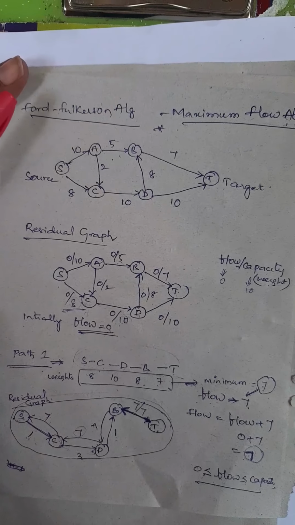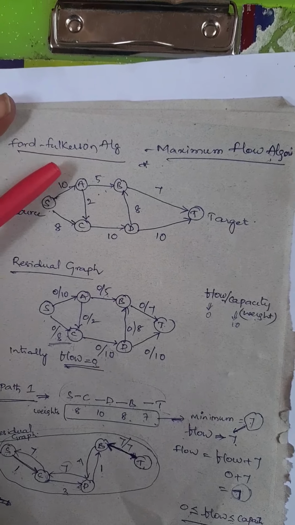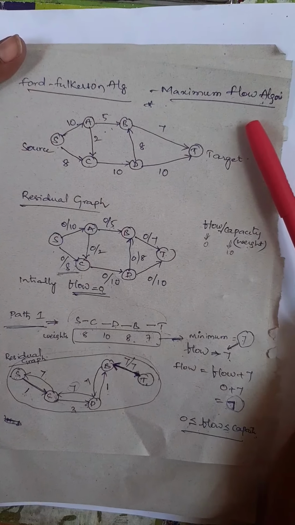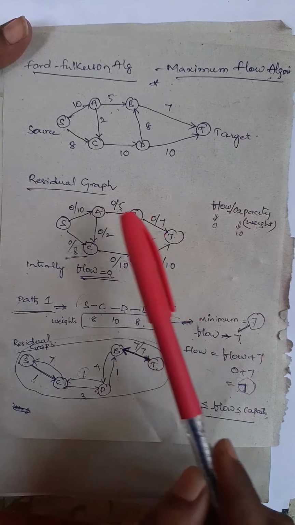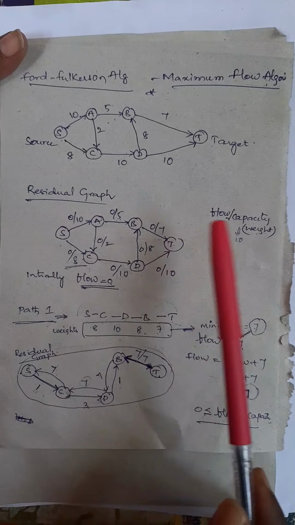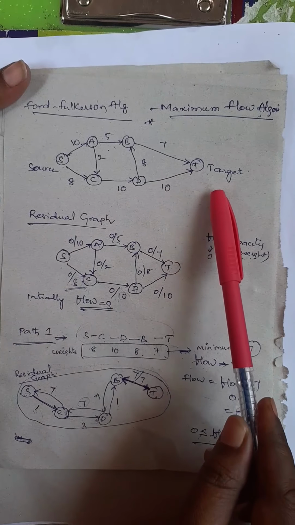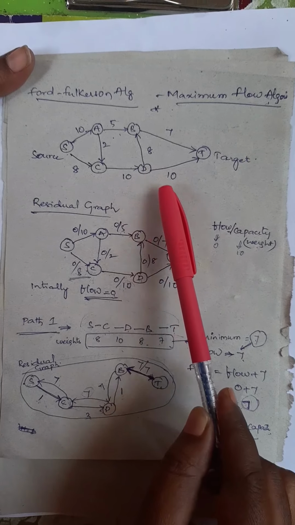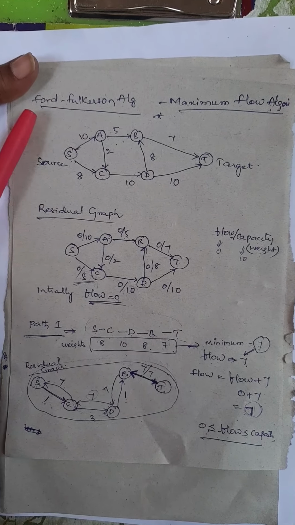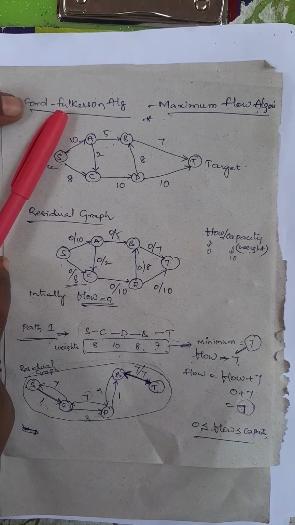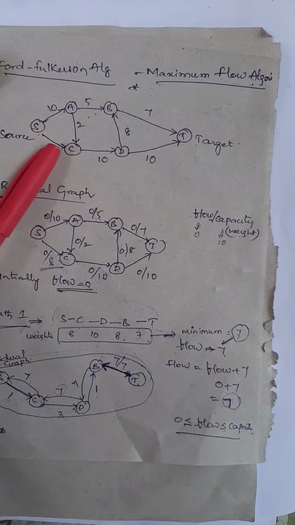Okay, today we are going to discuss the Ford-Fulkerson algorithm. This is one type of maximum flow algorithm. In a network, if you want to traverse from a source to the destination, whatever the maximum flow to reach the destination is, we can find by using one of the algorithms, that is the Ford-Fulkerson algorithm. And we discuss it with this example graph representation.